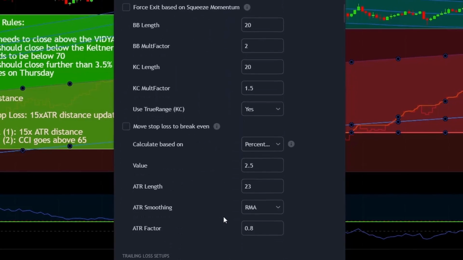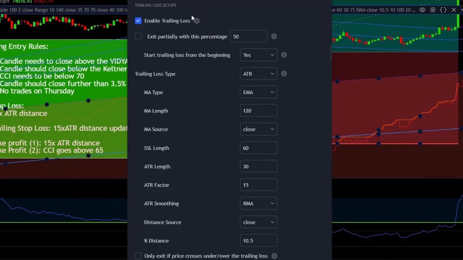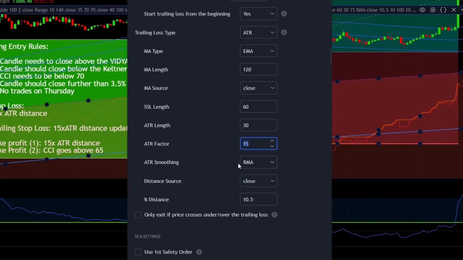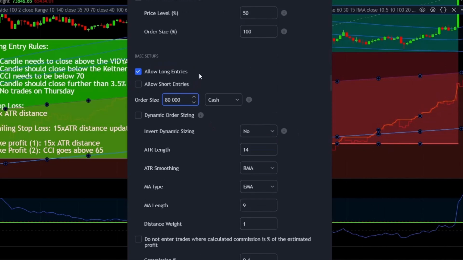Moving on. I also set up a trailing stop loss, which you can see in action right here. I am using an ATR based trailing stop loss, and I set its ATR length to 30 and the ATR factor to 15 and the smoothing to RMA. This way, each time the ATR moves up, the script will also move our stop loss up and up. As I said, for this optimization I only allow long entries.